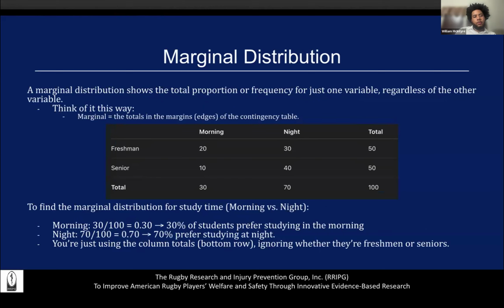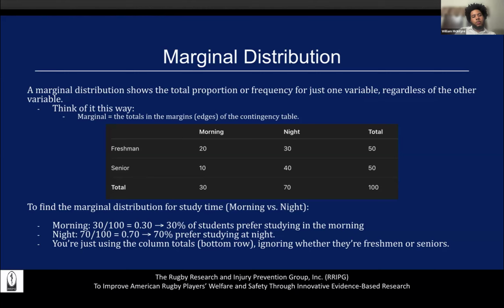And then a marginal distribution. A marginal distribution shows the total proportion or frequency for just one variable, regardless of the other variable. Think of it this way: the margins are also known as the edges of a contingency table. As you can see, it's the same table as before. It shows the freshmen, seniors, and the total values, also differentiated by morning and night.